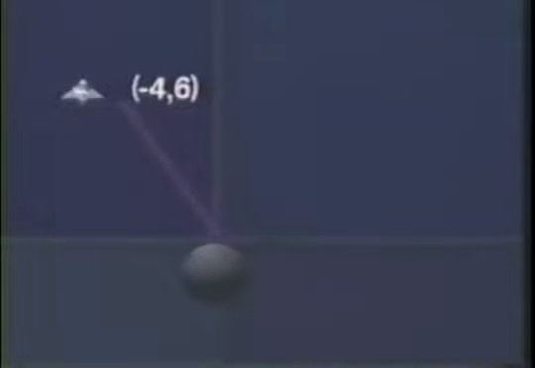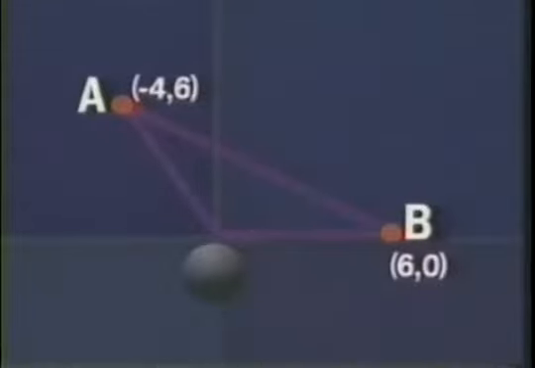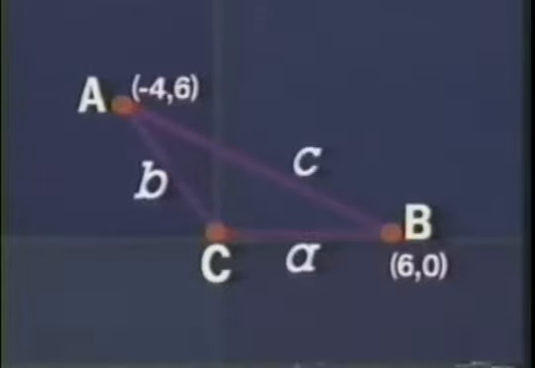Probe 1's position is minus 4, 6. Let's call that point A. Probe 1 is trying to reach point B, where they will resume their course. Point B is at coordinates 6, 0. We'll need to find this angle, which we will call angle A. We'll call Capcom point C, and label the sides of the triangle a, b, and c.